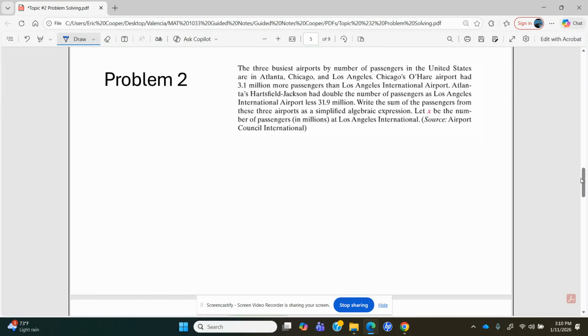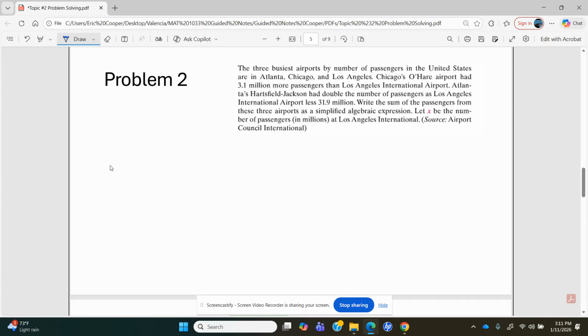Problem 2. The 3 busiest airports by number of passengers in the United States are Atlanta, Chicago, and Los Angeles. Chicago's O'Hare Airport had 3.1 million more passengers than Los Angeles International Airport. Atlanta's Hartsfield-Jackson had double the number of passengers of Los Angeles International Airport, less 31.9 million. Write the sum of the passengers from these 3 airports as a simplified algebraic expression. Let x be the number of passengers at Los Angeles Airport.